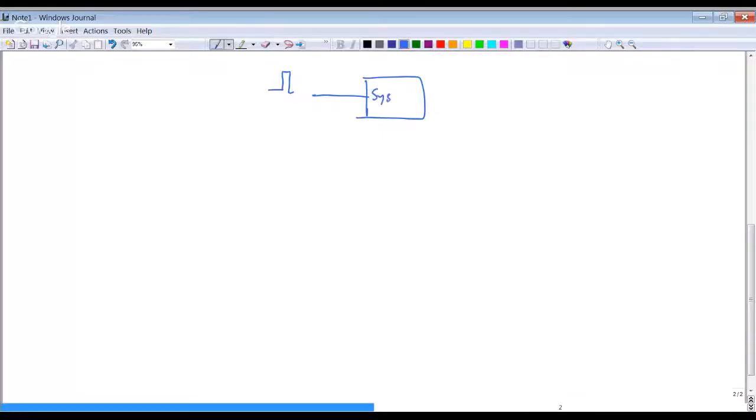Yes, this is a good question. If you think about system behavior, the initial condition really gives the natural response of the system. That is given by the impulse response. So I give an impulse to a system and I have an output.